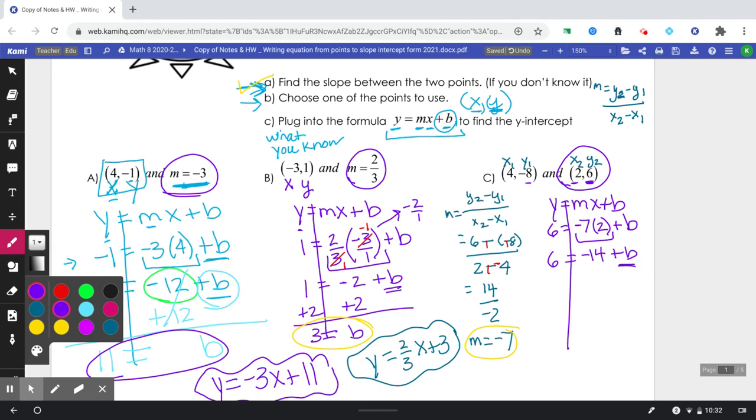Now I have to get b by itself, so I want to get rid of the -14, and I'm going to do that by adding 14 to both sides. So 6 plus 14, I'll get 20. That will cancel out and bring your b down. Okay, now you have the second piece you need to write your equation. So we can put it all together. Y equals -7x plus 20. And there's your equation.